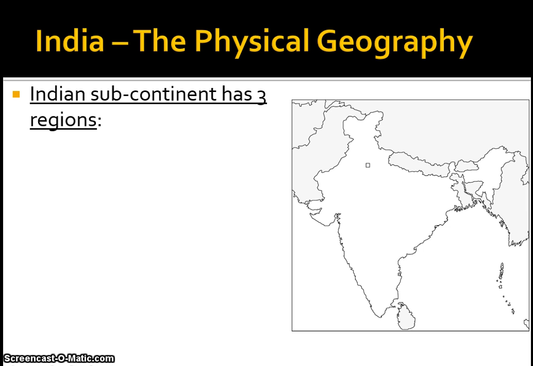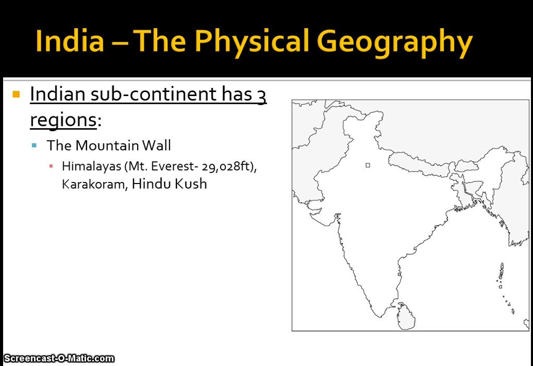As a result, the Indian population has developed independently from the rest of Asia because it was isolated or cut off with the mountain ranges. The mountain wall is our first of the 3 subregions.